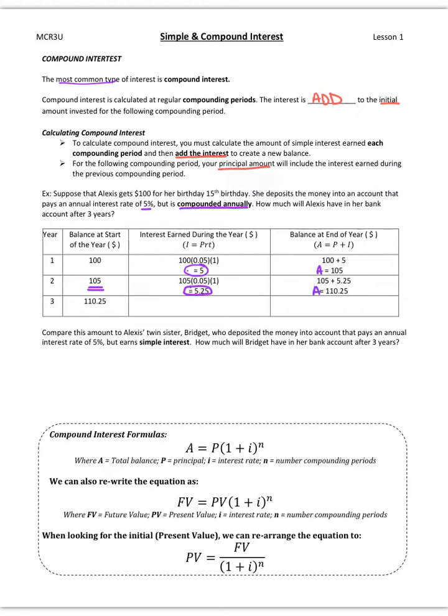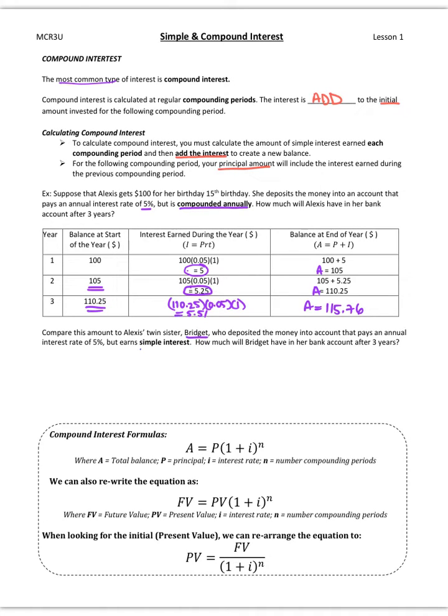So her total in her account after 2 years is $110.25, and that becomes our new principal amount. So when we calculate how much she has in her account next year, we're taking that new principal amount, earning 5% for 1 year, and we get $5 and approximately 51 cents. So her new total is going to be $110.25 plus that new interest, so $115.76.